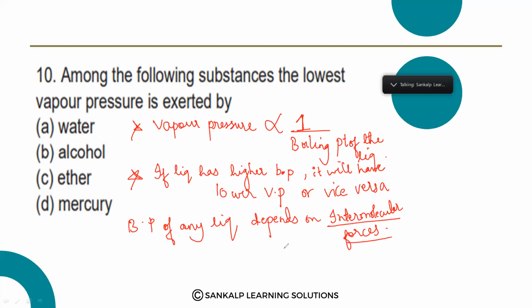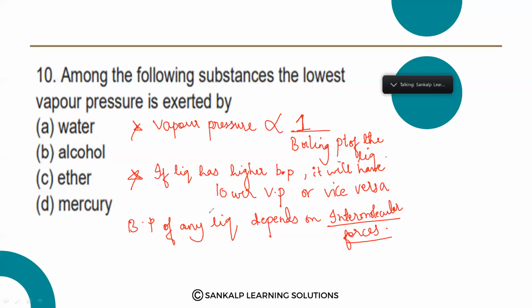What do you mean by intermolecular forces? In the liquid there are molecules. These molecules are tightly bonded with strong molecular forces, and therefore they are going to have a higher boiling point. So the boiling point of any liquid directly depends on the intermolecular forces. If the molecules are bonded with strong molecular forces, then they are going to have a high boiling point.